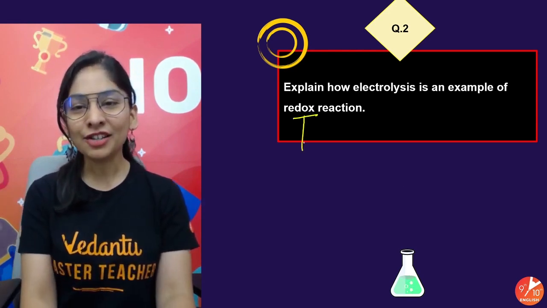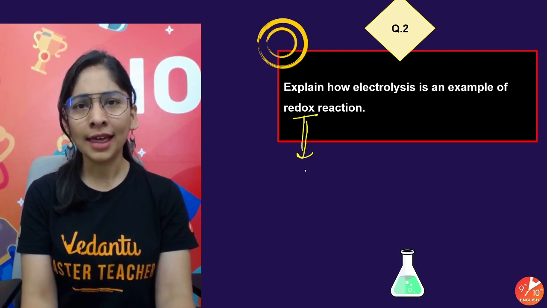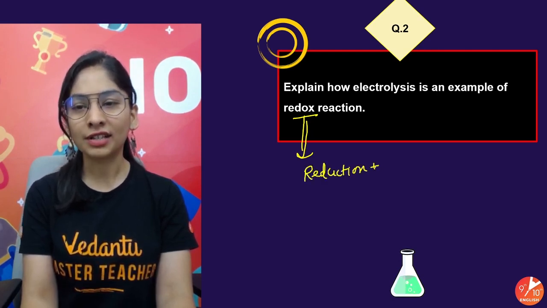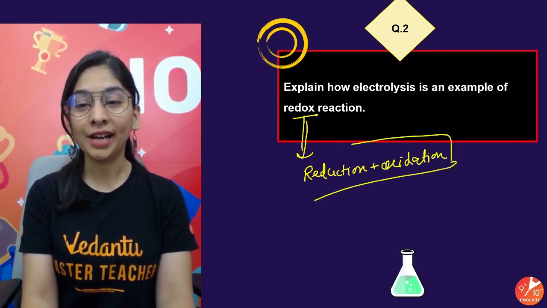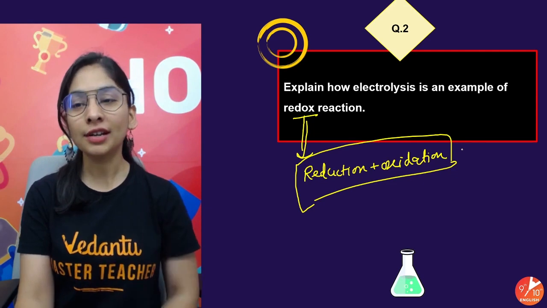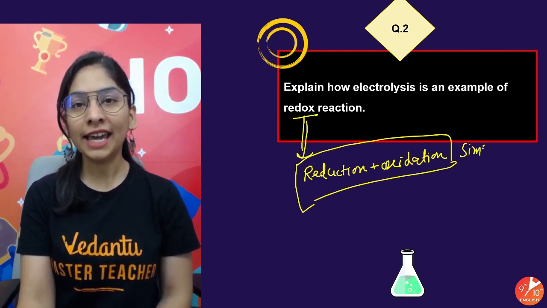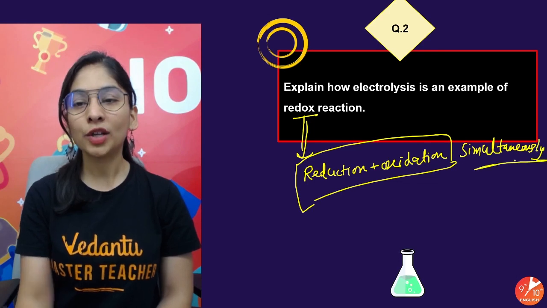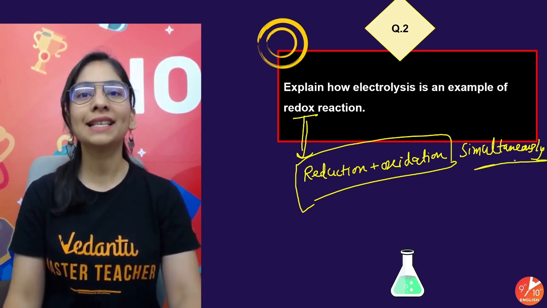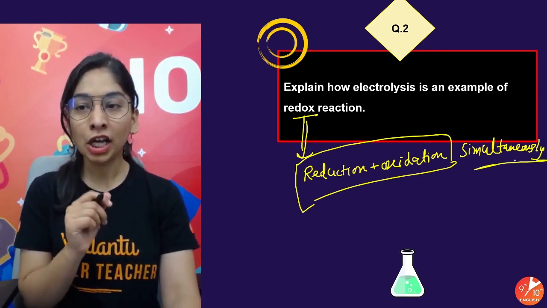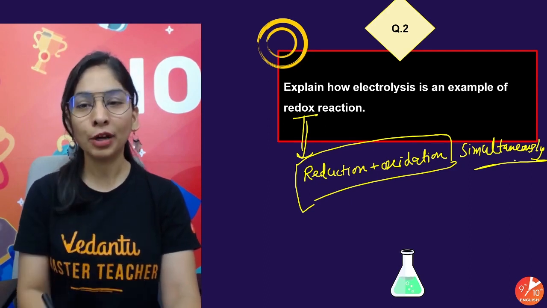Okay. When I talk about redox reaction, students, that's basically a combination of reduction and oxidation. So when I say redox, I mean a kind of reaction in which oxidation and reduction take place simultaneously. Do not miss this part. So how is electrolysis an example of the same?